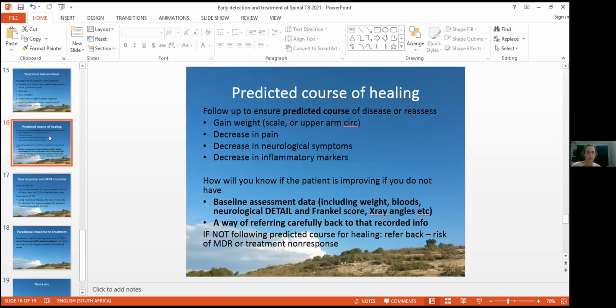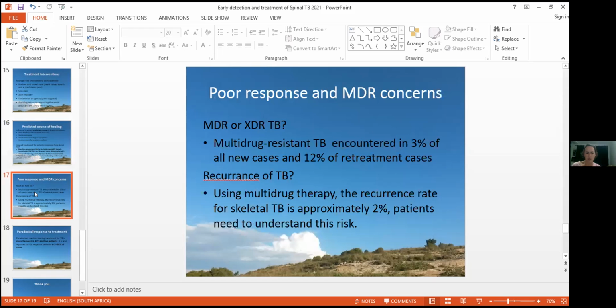There is a risk of treatment non-response or MDR. Multi-drug resistant TB is encountered in 3% of all new cases and 12% of retreatment cases. And so is there the risk of that? And the second thing is recurrence of TB. The recurrence rate for skeletal TB in some studies was 2% of patients, and they need to understand this risk, and you need to consider that when they present later on with back pain, that it's not necessarily only a mechanical thing. It could be a TB recurrence. So that's just the last thing.